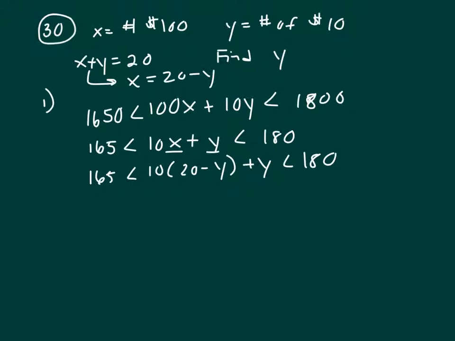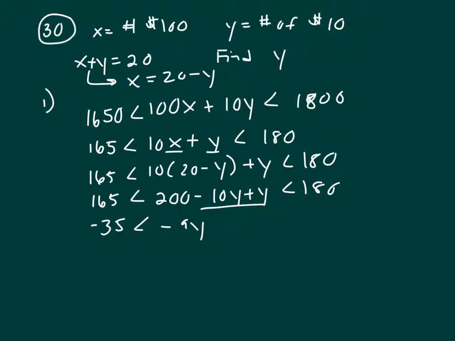I'd like to stop here and say, well, I can solve this for y, and if I know that will be my answer, but I'm afraid when I solve this inequality, I might have one or two choices for my y. So let's keep going. This is 165 is less than 200 minus 10y plus y, which is less than 180. So 165 minus 200 is negative 35, which is less than, combining these, negative 9y, which is less than, subtracting 200, negative 20.